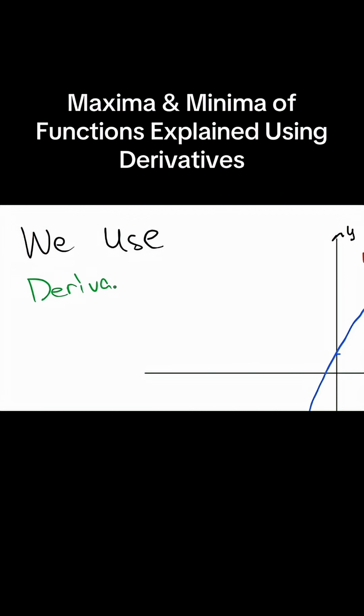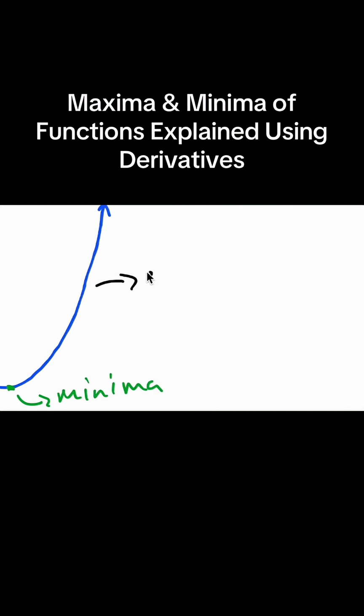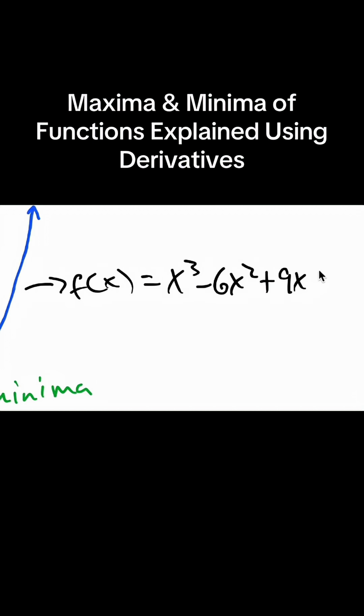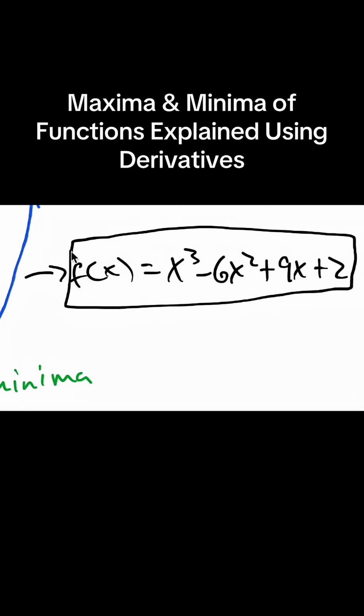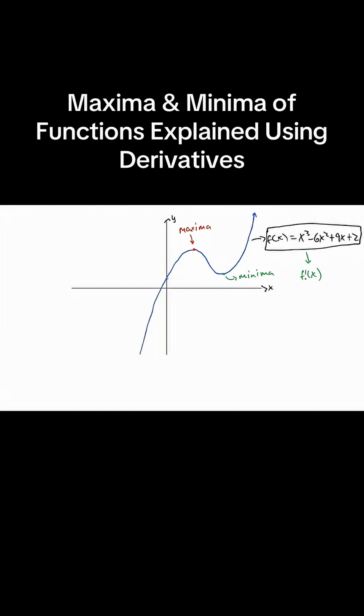We use derivatives. Now, the function f of x is x cubed minus 6x squared plus 9x plus 2. And now let's explain the derivative of this, f prime of x. Well, the derivative is simply defined to be the slope of the function at any given point x.